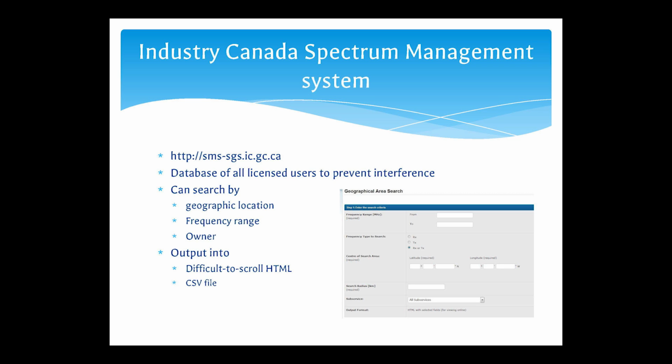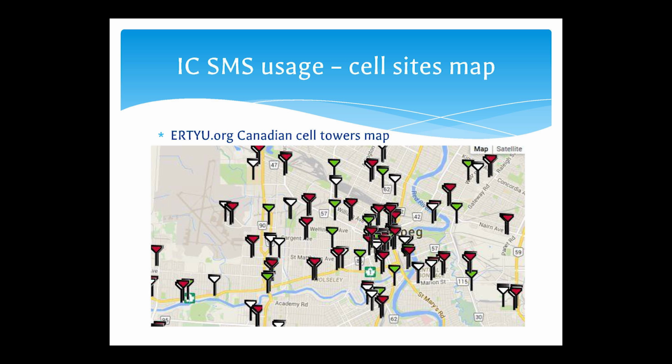One popular example of this is the ertyu.org Canadian cell towers map. That site scrapes the database and puts it in a Google map. So you can see all these cellular towers, what frequencies they use, and who the actual owners of them are. So if you have a cottage in the middle of nowhere and you are installing a cell booster to get more cellular service, you can look at this near your cottage and see in which direction to install the antenna on your roof or on the tower for your cell booster.